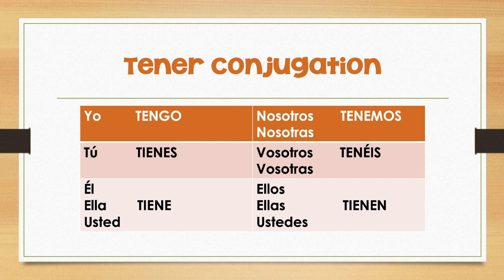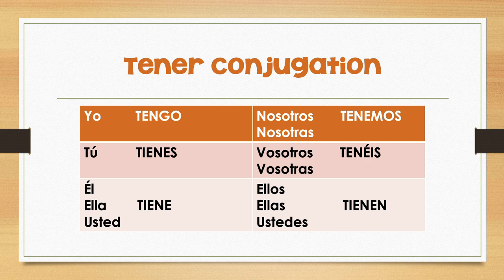If you want to say I have, since I is yo, we're going to use tengo. Yo tengo, I have. If you have something, that'll be tú tienes. If he has something, él tiene. If she has something, ella tiene. If I'm talking to a stranger, I might say usted tiene, you have. We have, nosotros or nosotras, would be tenemos. Y'all have in Spain would be either vosotros or vosotras tenéis. And they have could be ellos tienen or ellas tienen. And you all have, ustedes tienen.